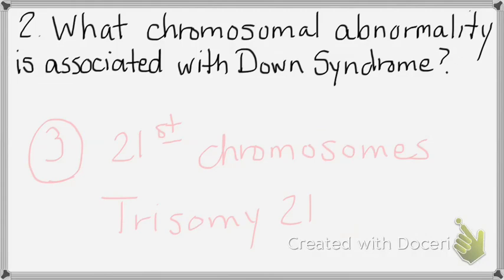Be able to recognize Down syndrome with a karyotype. In a karyotype, if you see 3 21st chromosomes, that's Down syndrome. Okay.